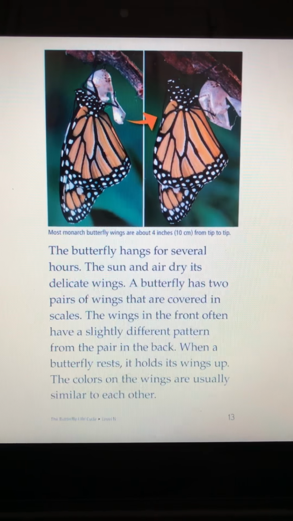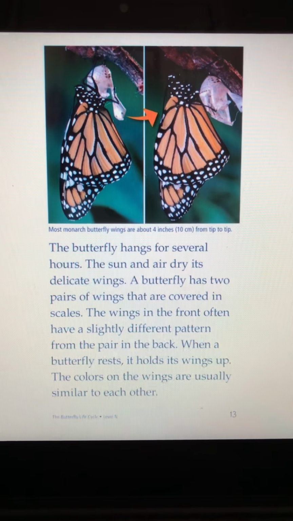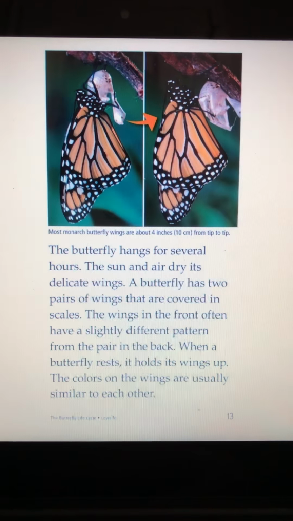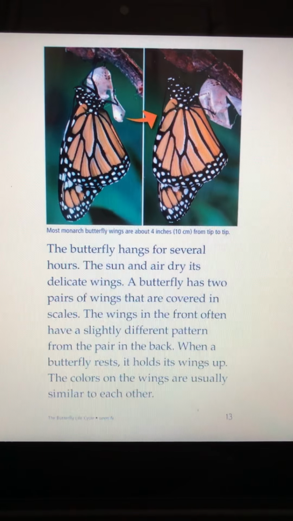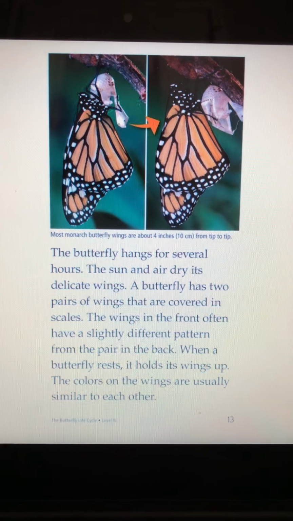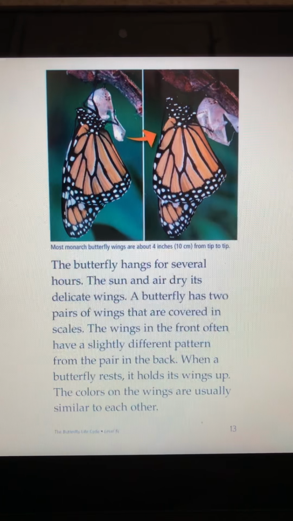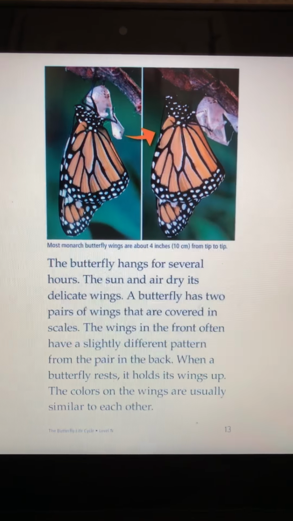A butterfly has 2 pairs of wings that are covered in scales. The wings in the front often have a slightly different pattern from the pair in the back. When a butterfly rests, it holds its wings up. The colors on the wings are usually similar to each other. So in our picture it says, most monarch butterflies' wings are about 4 inches from tip to tip.